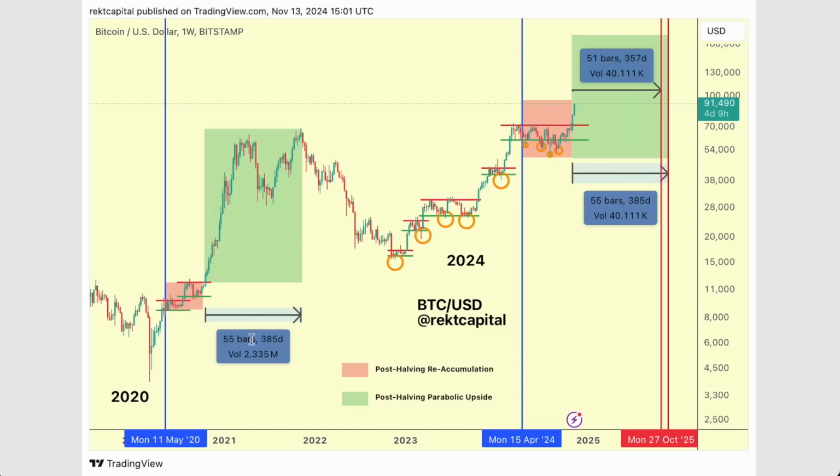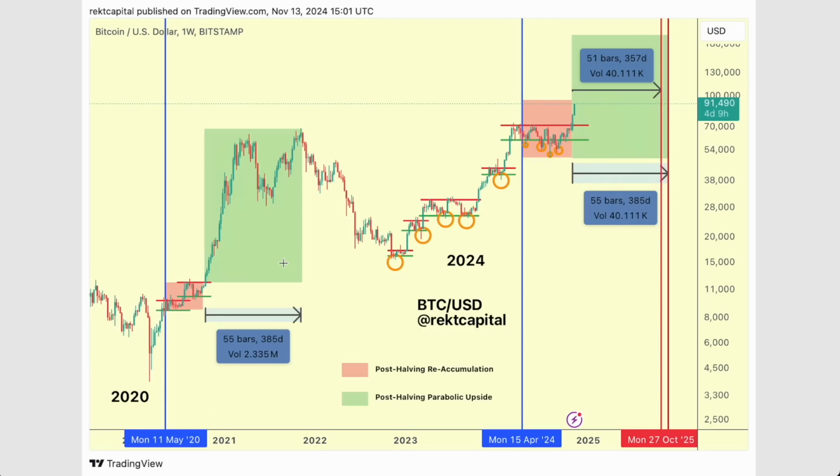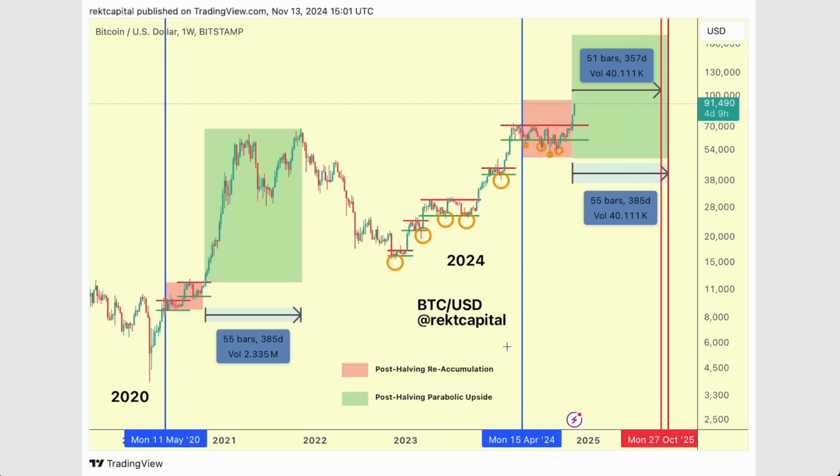So are we seeing some sort of extension in the parabolic phase from 2016 to 2020? It's a little bit, there are quite a few variables, because we're seeing an extension in the reaccumulation phase by 45 days. And if we're comparing the 385 days of 2020 and 360 days of 2016, then there's an extension in the parabolic phase of the cycle by some 30 days almost.